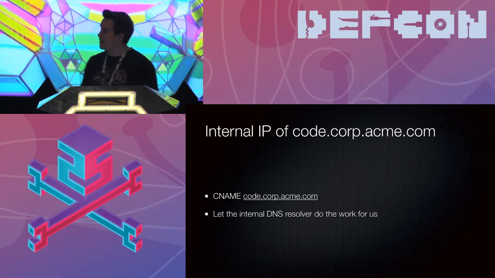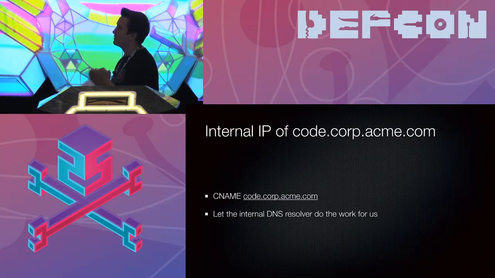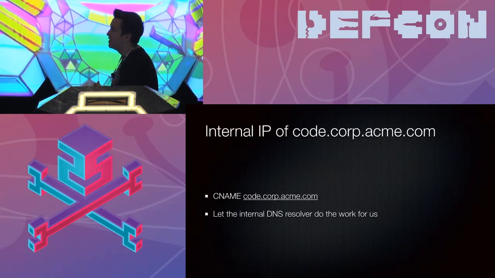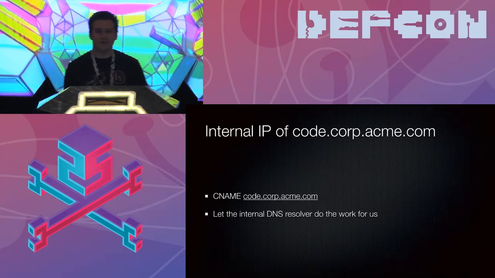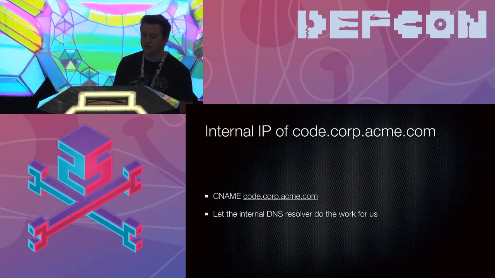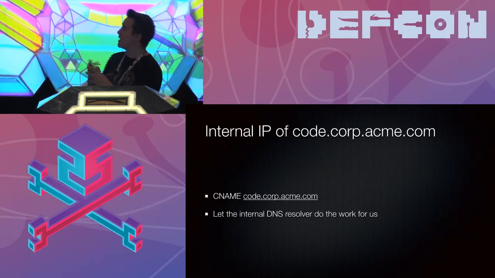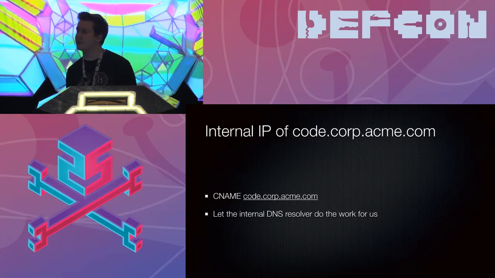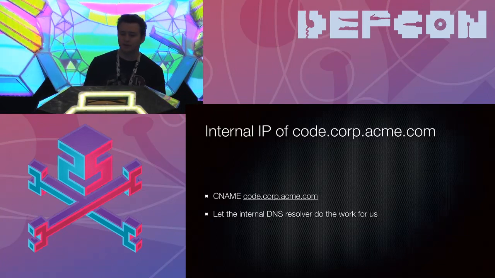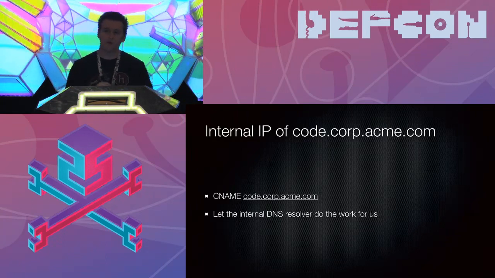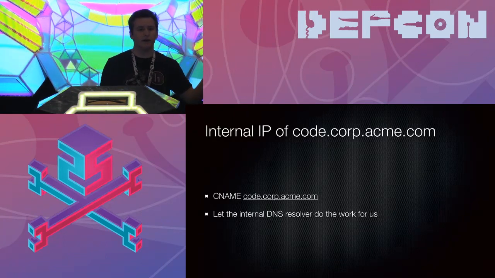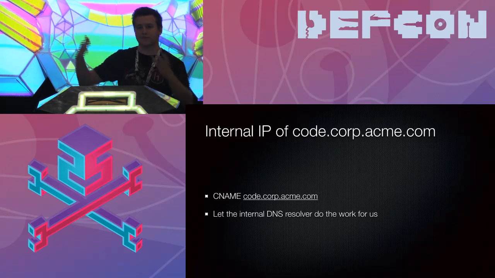All right. Next, we had to know the internal IP of code.corp.acme.com. And unfortunately, people don't really leak internal IPs nearly as often as they leak host names. Thankfully, at least in some configurations, we can just use that host name. So DNS has this wonderful feature called CNAME records. They basically act very similar to a symlink on Linux. When your DNS client reaches a CNAME record, it just starts over the process with the value you gave it.